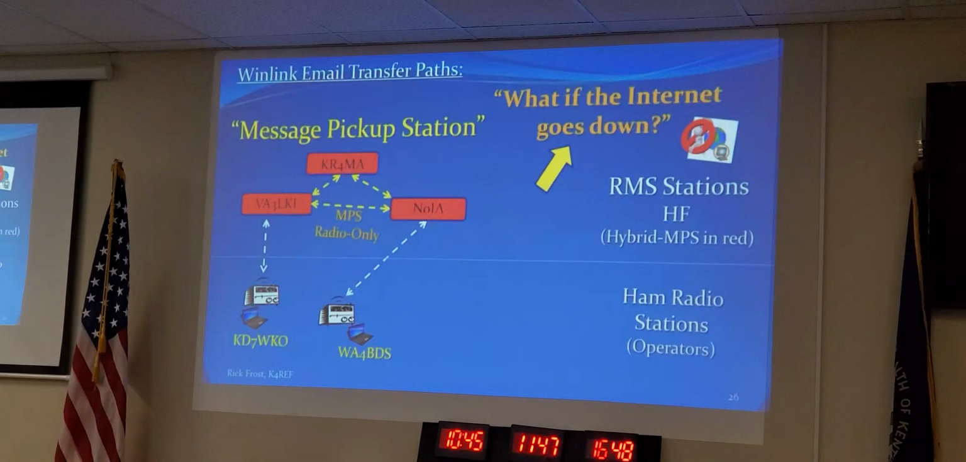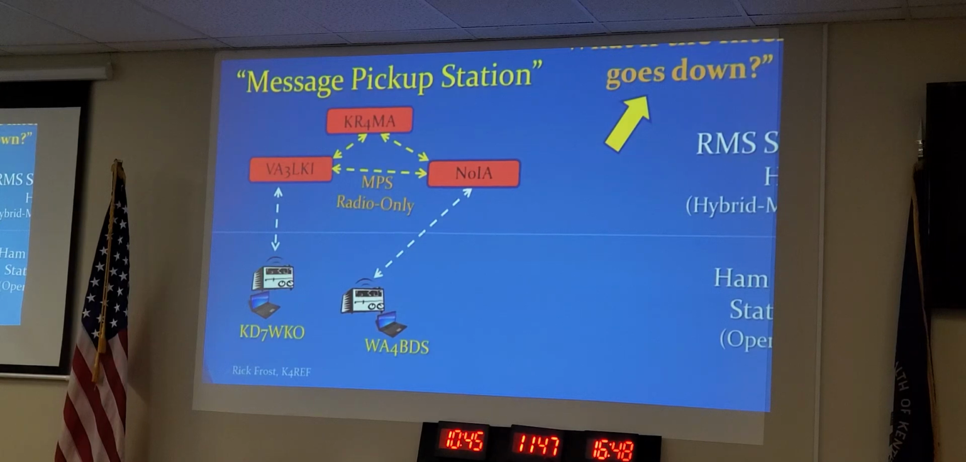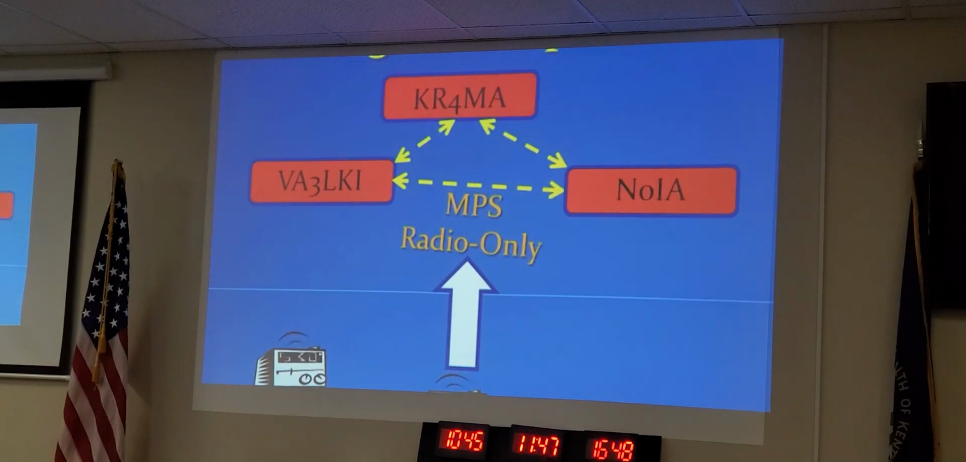I'm often asked, what happens if the internet goes down altogether and the CMS servers become unusable? The answer is the system converts to a message pickup station path. In our example here, KD7WKO wants to email WA4BDS. The first thing that needs to take place is that WA4BDS has to tell the Winlink system which station he wants to use to pick up his emails.